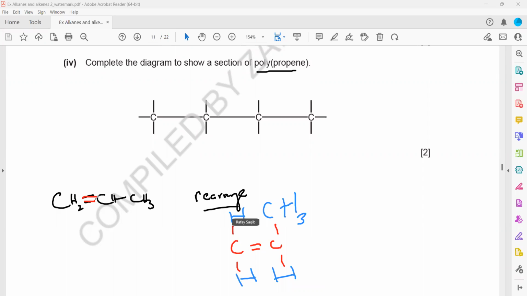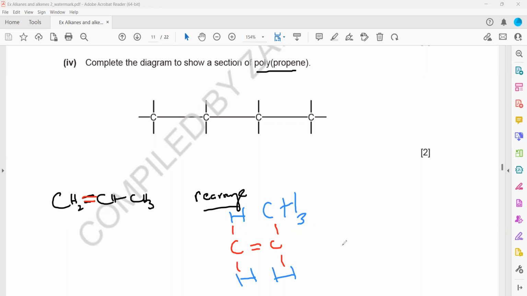Whenever alkene is there, it will always undergo addition reaction, and alkene polymers are always addition. Condensation polymers occur if amine reacts with acid, or alcohol reacts with acid, or alcohol reacts with another alcohol. So here the first carbon has two hydrogens, one up, one down. The second one has hydrogen, so it can be up or down, and then CH3.